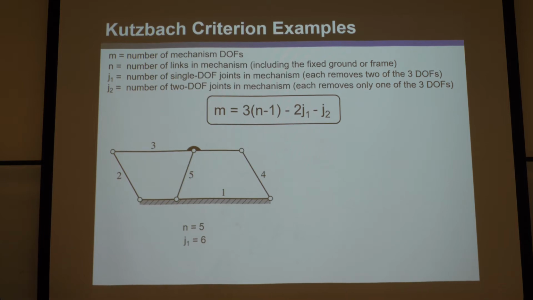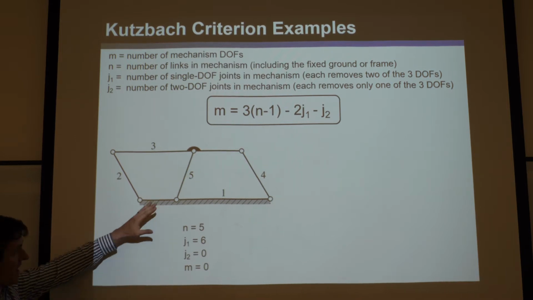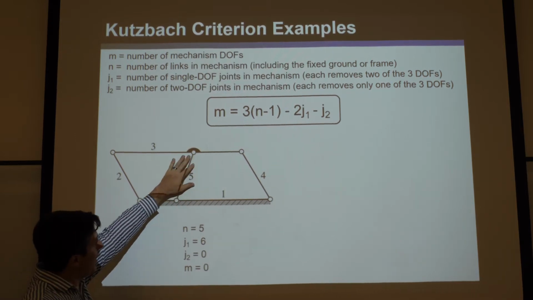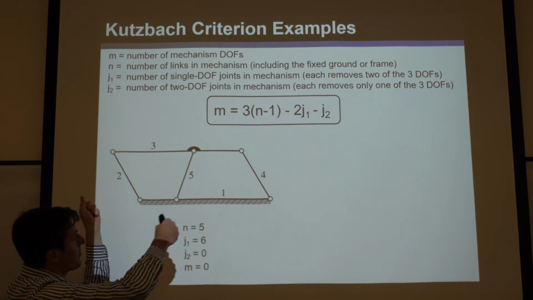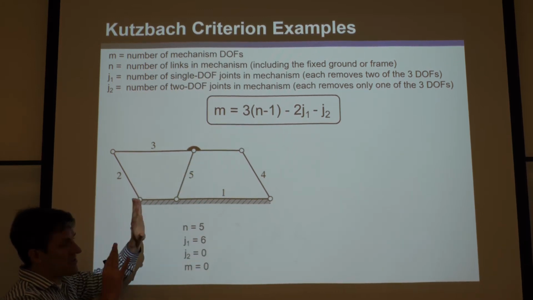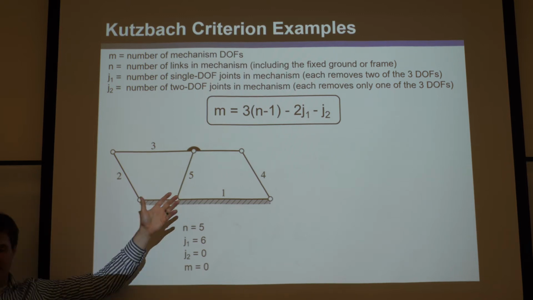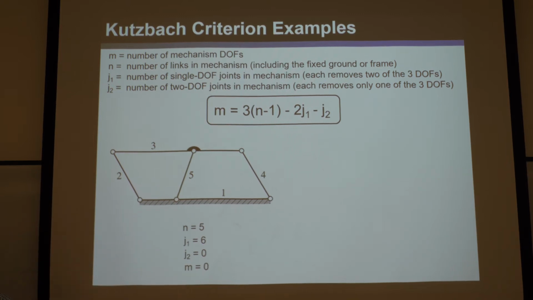Okay, how many J2s are there? There's none. So you plug it in, and sure enough, mobility is 0, which is what you'd expect. You could imagine, without 5, this is basically a 4-bar. It can rock back and forth, but you put this in there, and it locks the whole thing up. So it's not a mechanism, it's not a linkage, because it doesn't move. Its mobility is 0. It's a static structure.